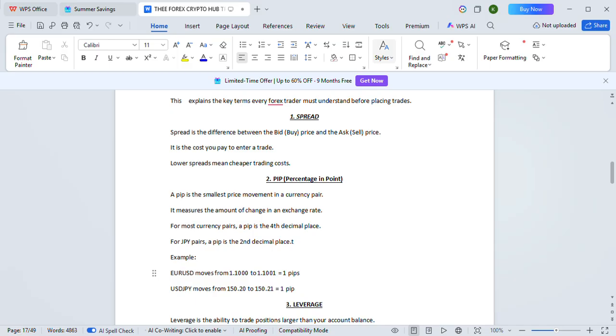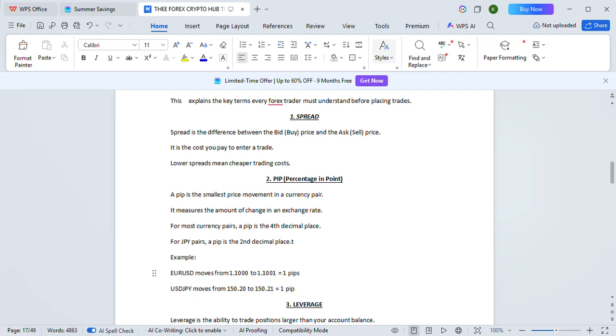Now back here. So what is a pip? Or when there are many, there are pips. So first, a pip stands for percentage in point. The first P is percentage, I is in, then the second P stands for point: percentage in point. A pip is the smallest price movement in a currency pair.